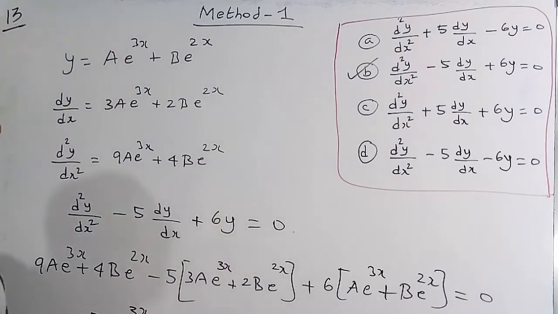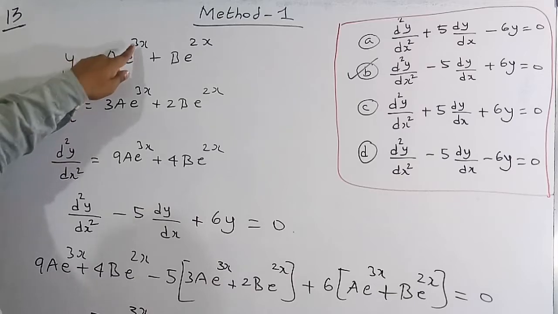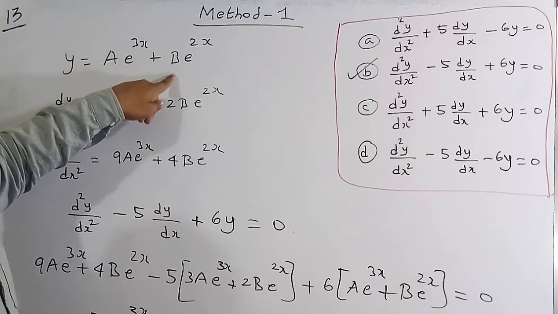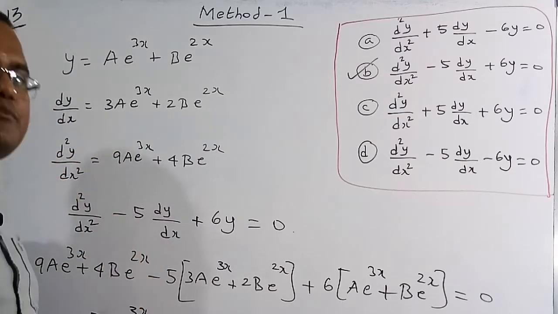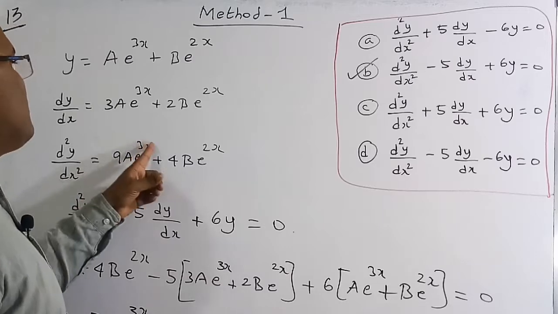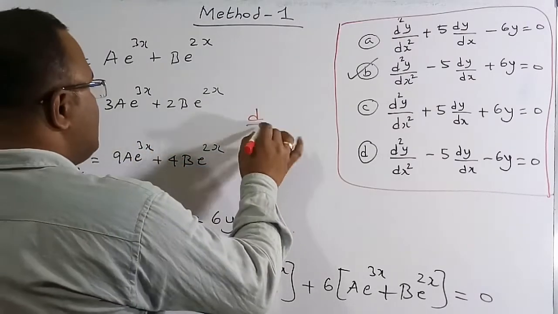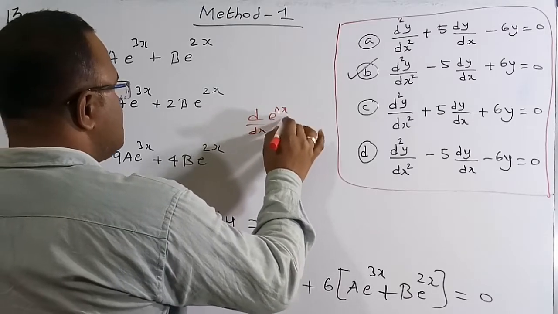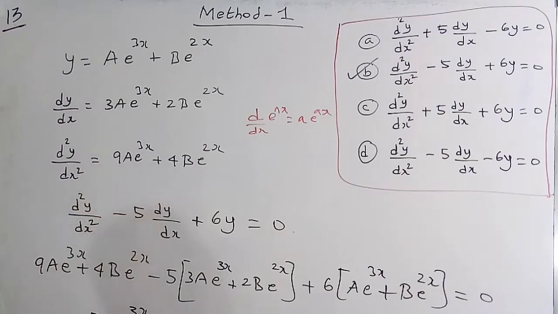First, we are going to find dy by dx. dy by dx is equal to 3a into e to the power of 3x plus 2b into e to the power of 2x. Now I want to differentiate one more time, which gives d square y by dx square is equal to 9a into e to the power of 3x plus 4b into e to the power of 2x, because d by dx of e to the power of ax is equal to a into e to the power of ax. By using this property I have done the differentiation.